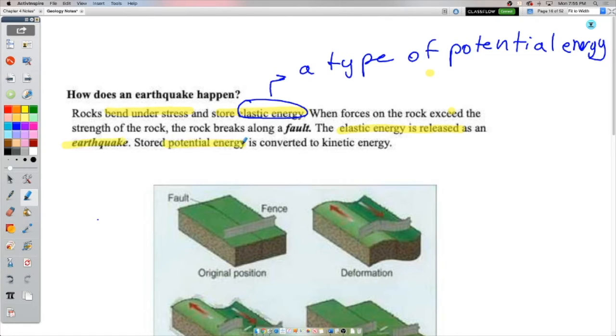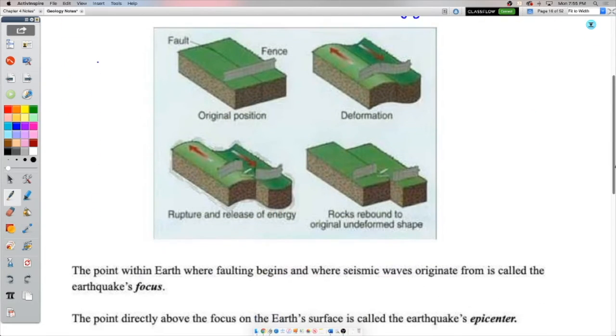So potential energy is converted to kinetic. Remember that word kinetic? That means moving, right? The energy of motion. Okay, what's moving? Well, the whole earth. Waves are going to be what ends up carrying the energy through the earth. We'll talk more about that in the next topic, topic 2 for this week.